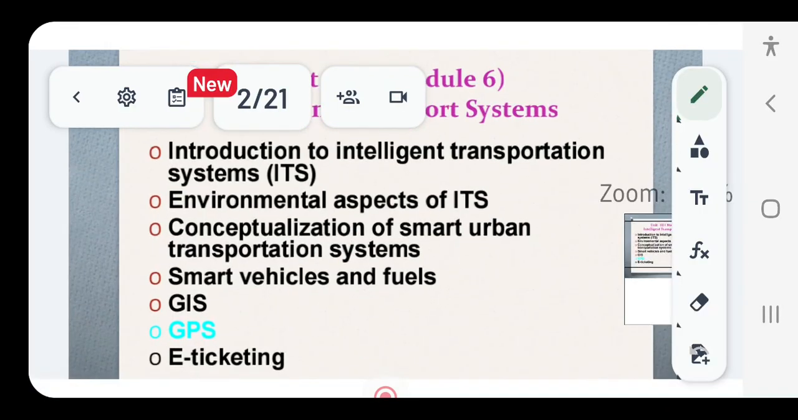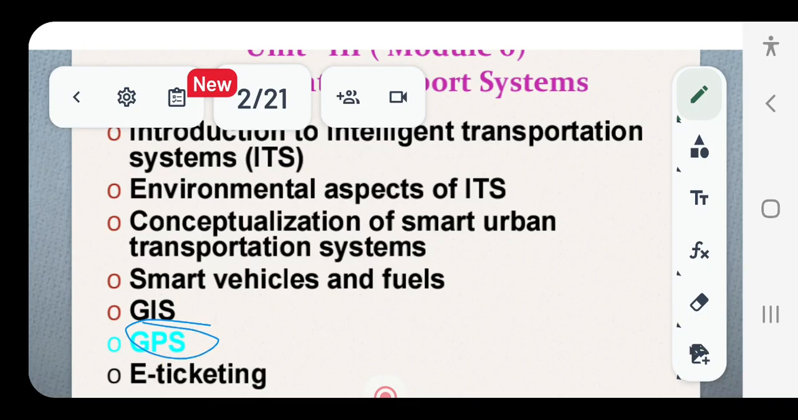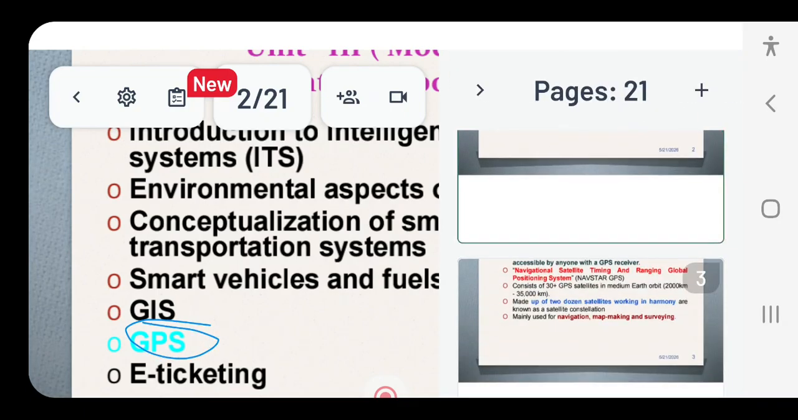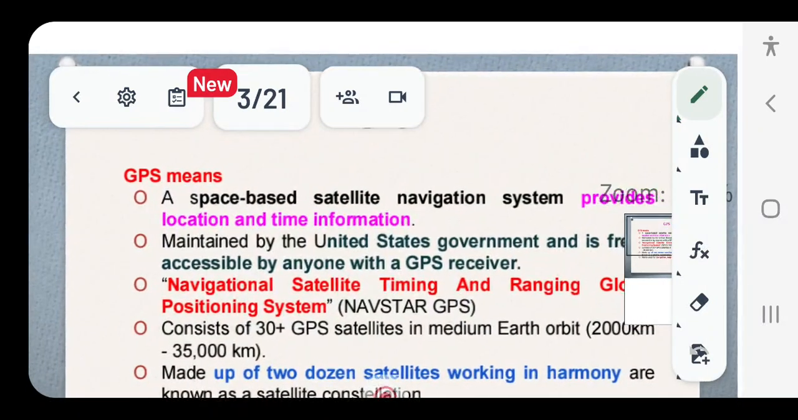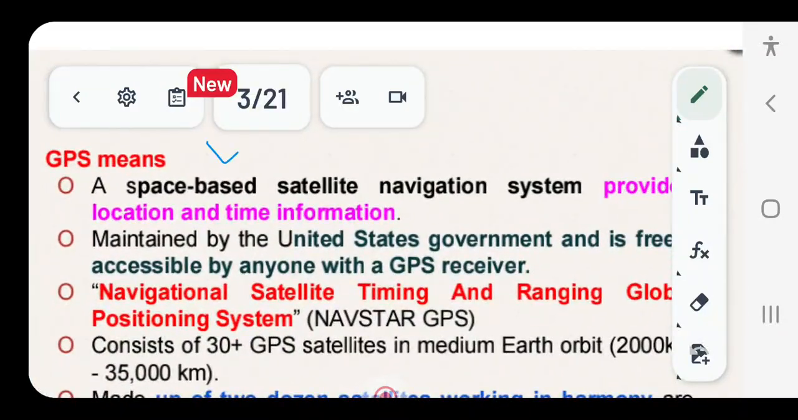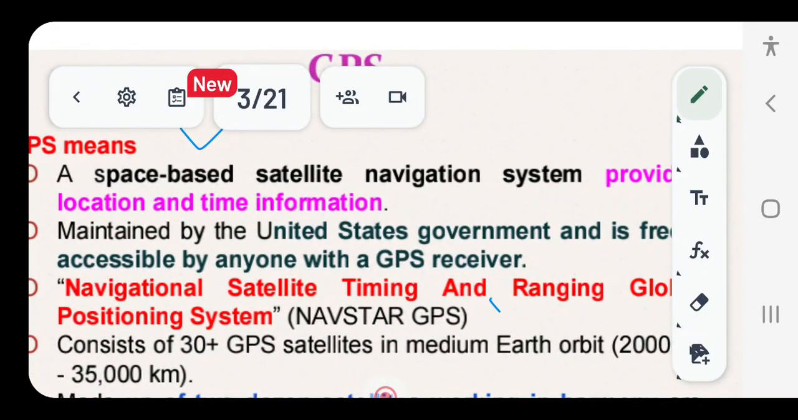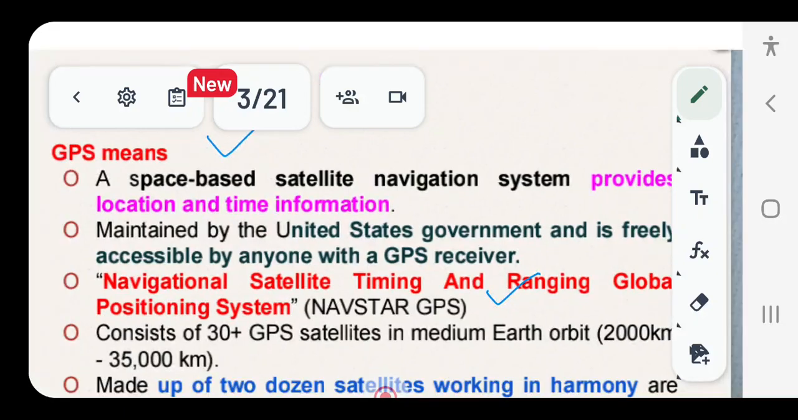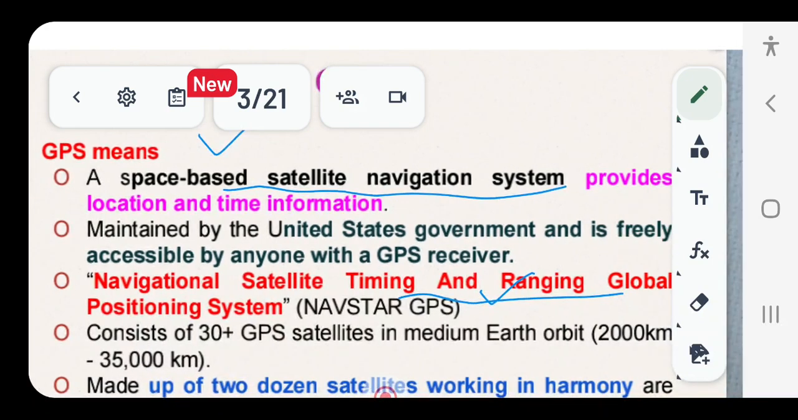That is GPS, Global Positioning System. GPS is actually Navstar GPS, that is Navigational Satellite Timing and Ranging Global Positioning System. It's a space-based satellite navigation system which provides information regarding location and time, and it is developed and maintained by the USA, and it is open access.